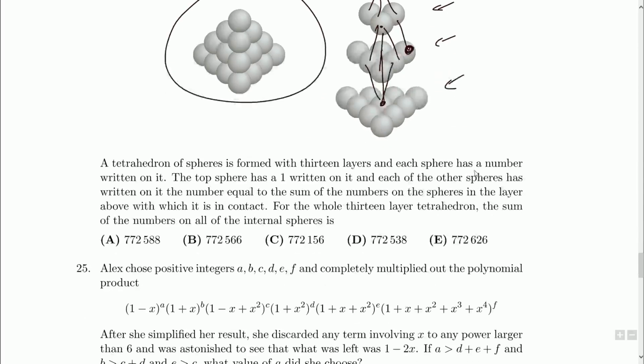A tetrahedron of spheres is formed with 13 layers, and each sphere has a number written on it. The top sphere has a 1 written on it, and each of the other spheres has written on it the number equal to the sum of the numbers in the spheres in the layer above it with which it is in contact.